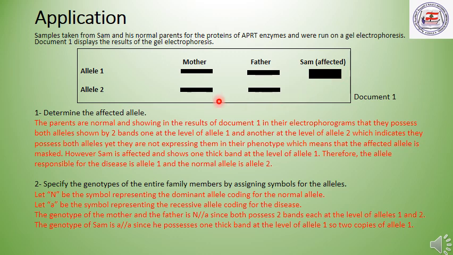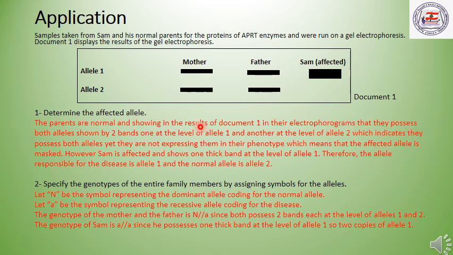The given says that the parents are normal. However, Sam is suffering from the disease, which means that Sam has an affected phenotype, and therefore the alleles for this abnormal phenotype are supposed to be carried by Sam. Sam is expressing two bands at the level of allele 1, which means that allele 1 is supposed to be the abnormal allele.